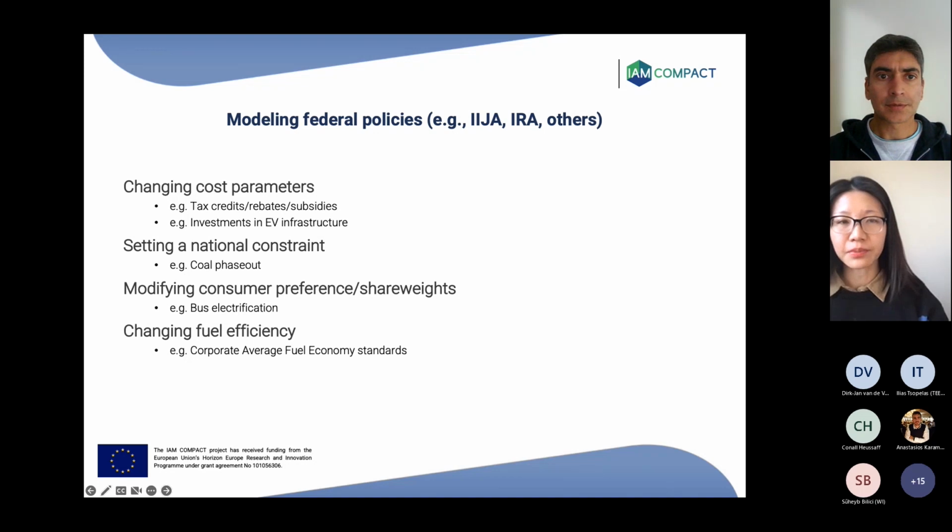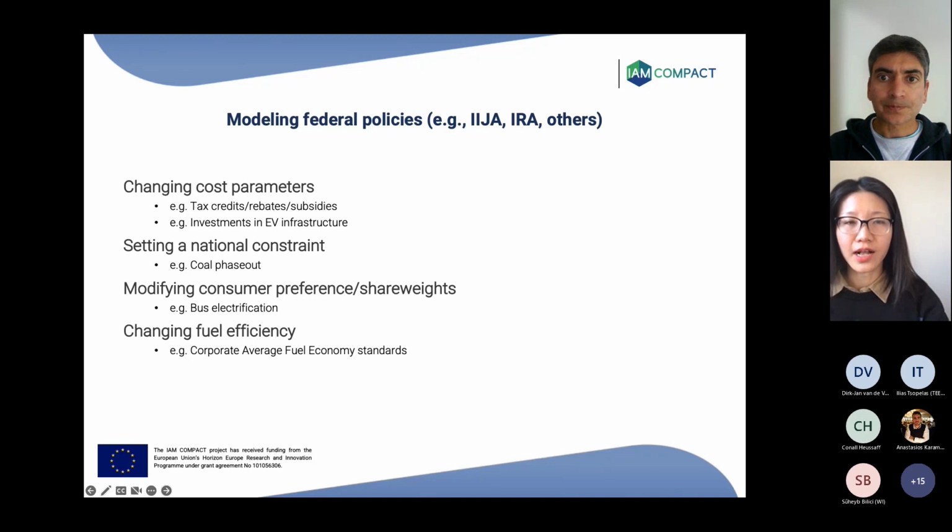Another example: we model specific policies about coal phase out. For the USA, we have a constraint that assumes a 2030 coal phase out, which in the policy is represented as an incentive for coal to phase out. How you interpret that policy matters, so we also rely on others' analysis about how those individual policies will work on coal phase out. Another parameter we change is consumer preferences.